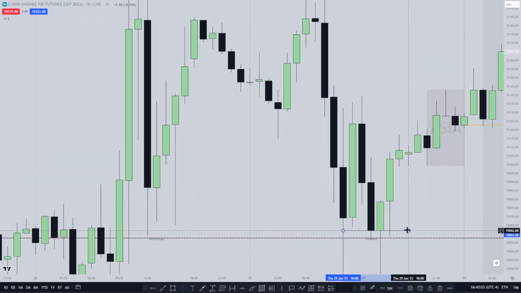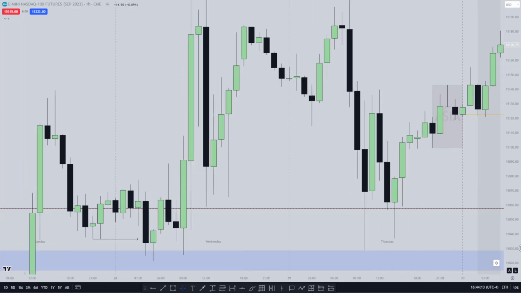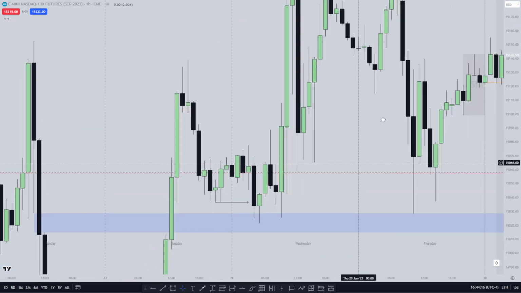Now what happened here? Half the day at that time, 18, we came lower. What else is this time? 8. What happened during 8? We made the high of the day during 8. After high of the day was formed, what's next? Low of the day.